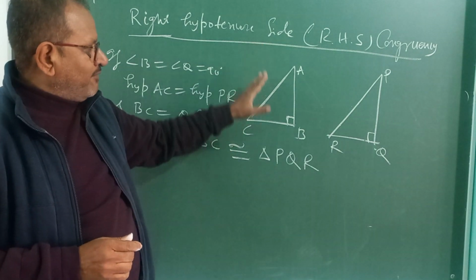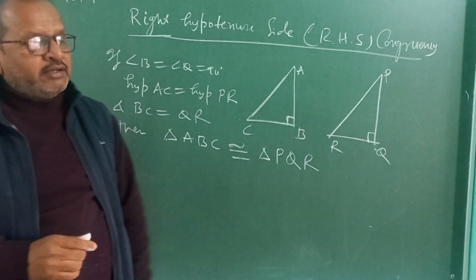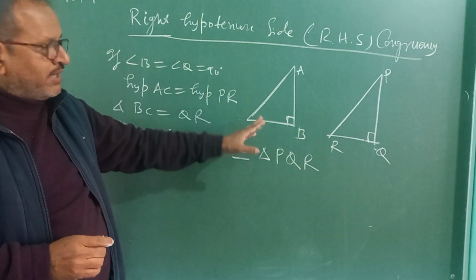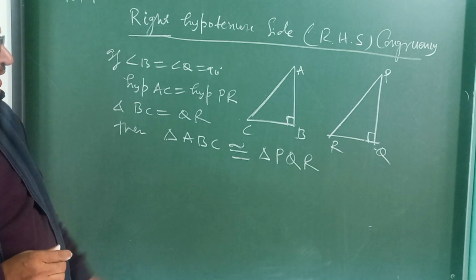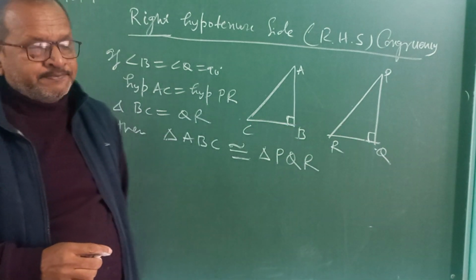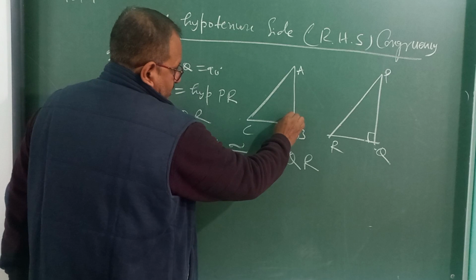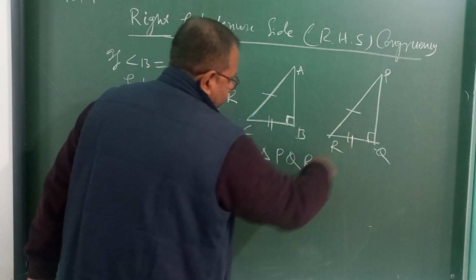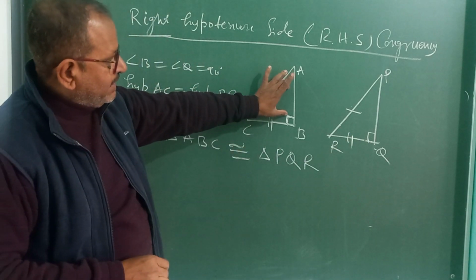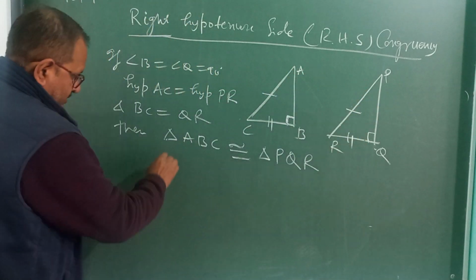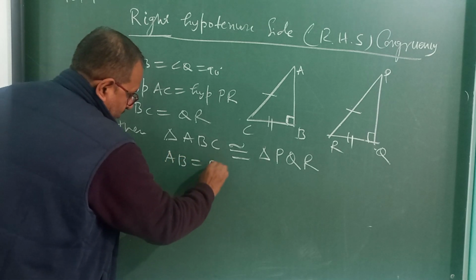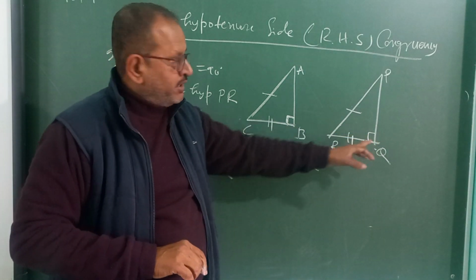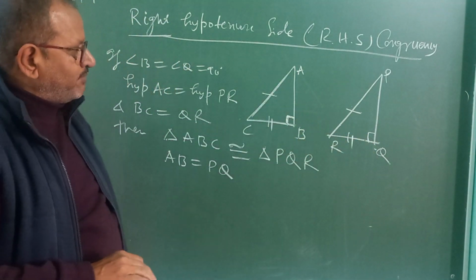So this condition is always applied in case of a right angle triangle, in which one angle is 90 degrees, hypotenuse equal and one side equal. What we can write by CPCT? So hypotenuse equal, these two sides equal. So the remaining third side AB and PQ will be equal. AB is equal to PQ. One angle 90 degrees, remaining two angles, corresponding angles will be equal.